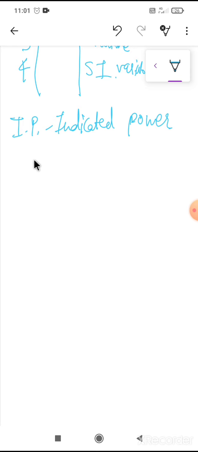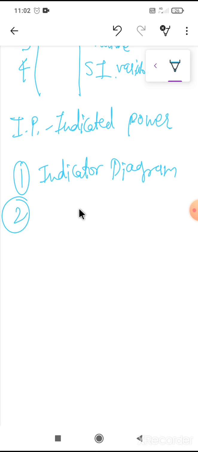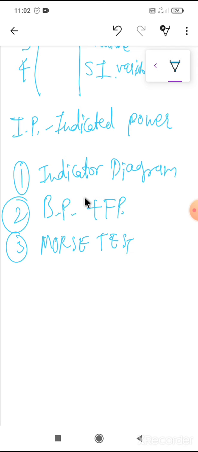So if we draw a PV diagram, whatever the area is, that will be the work done by the engine. Knowing the speed and the type of the engine, the rate of work developed can be calculated. The apparatus used for drawing the actual PV diagram is called the engine indicator. In order to estimate the indicated power of an engine, a few methods are used. First is the use of indicator diagram. The second is by adding two measured quantities, that is brake power and friction power. Third is the Morse test. These are the three methods to find the indicated power.